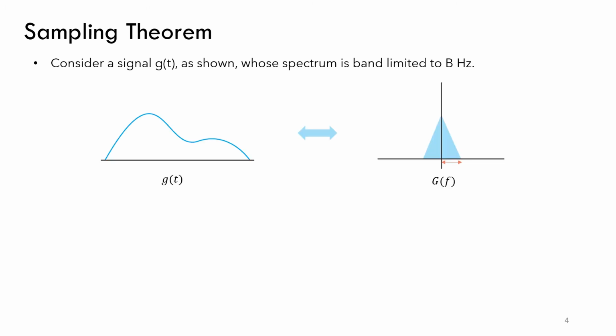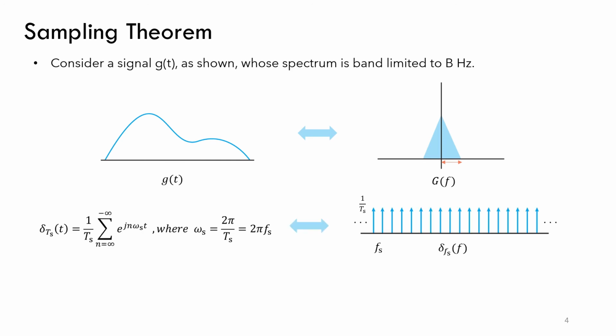We assume g of t to be band limited as shown. The impulse train that we used previously will again be an impulse train in the frequency domain where each impulse is separated by fs, which is equal to 1 by Ts. Also, the magnitude of each impulse becomes 1 by Ts instead of 1. This fs is called the sampling rate and correspondingly Ts is called the sampling interval.